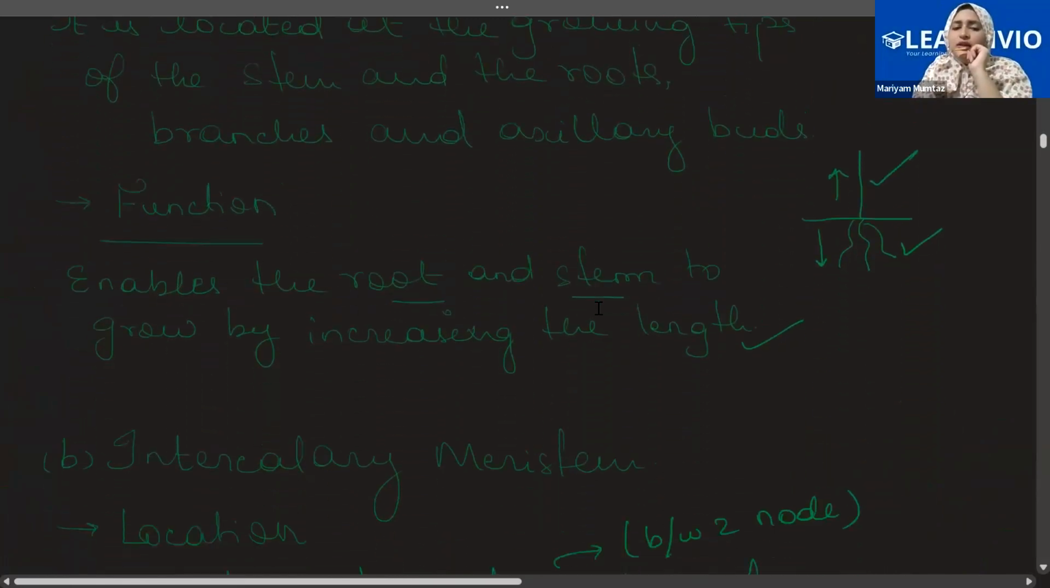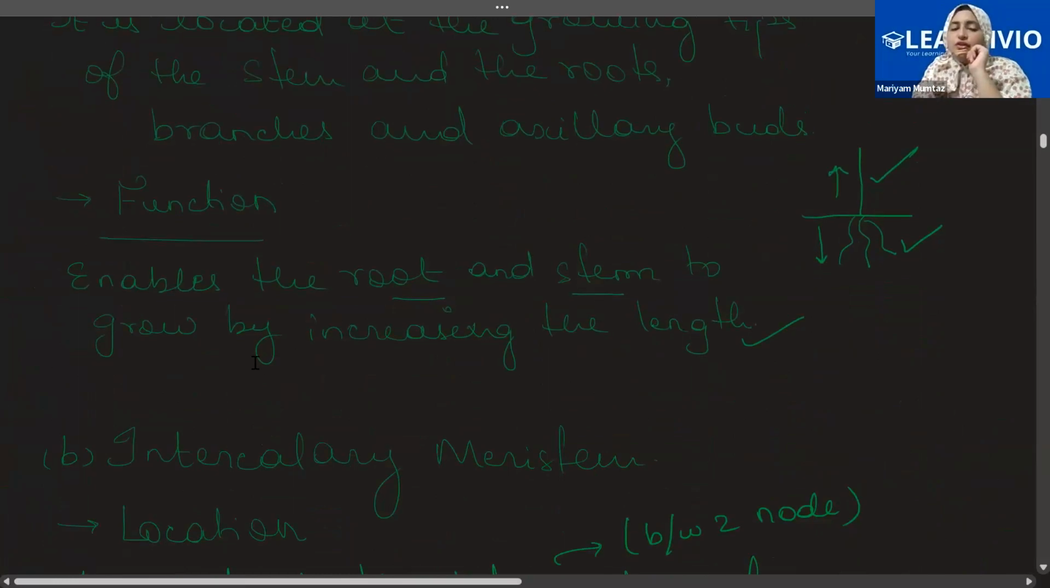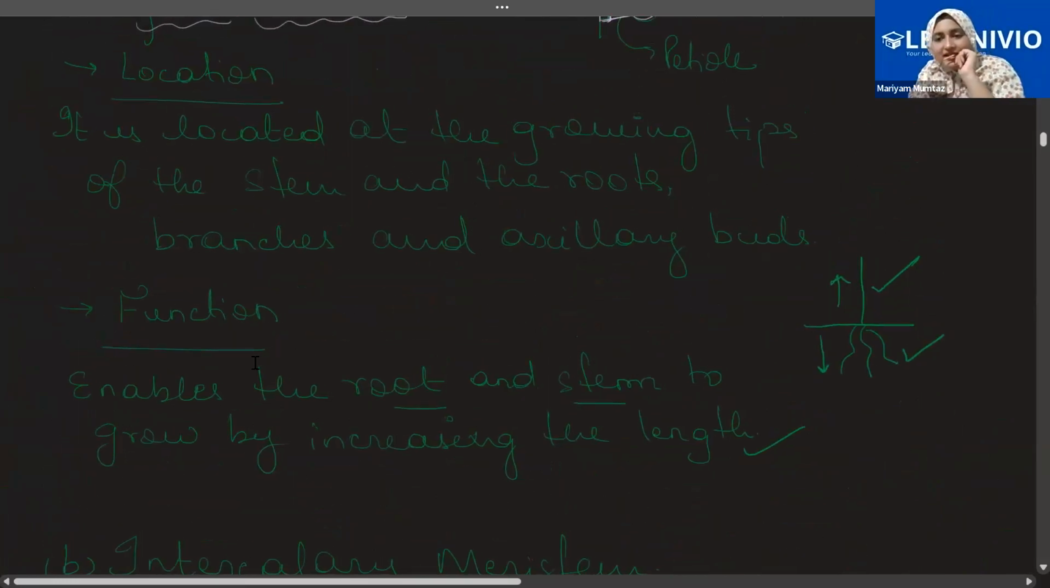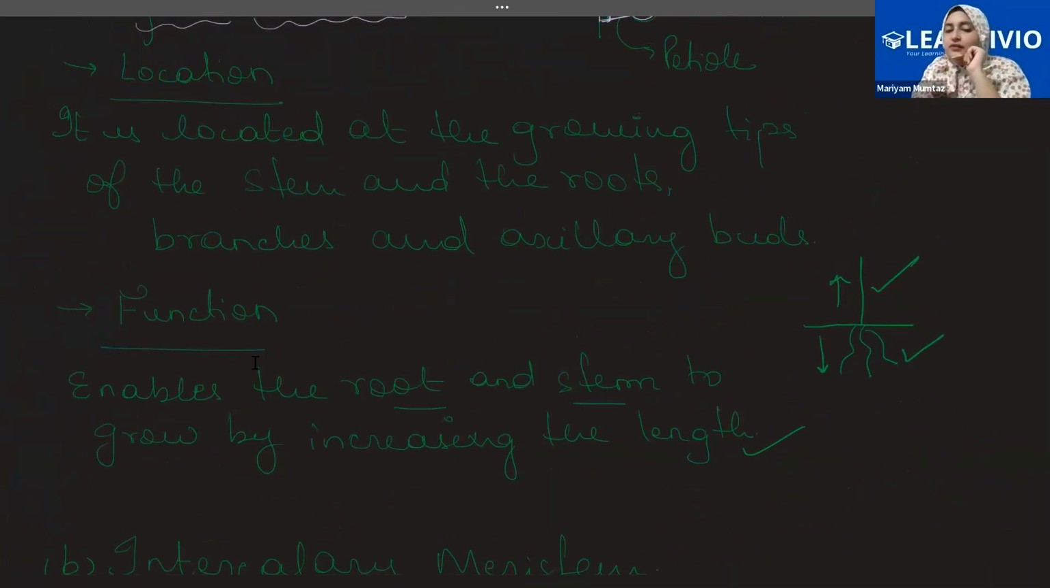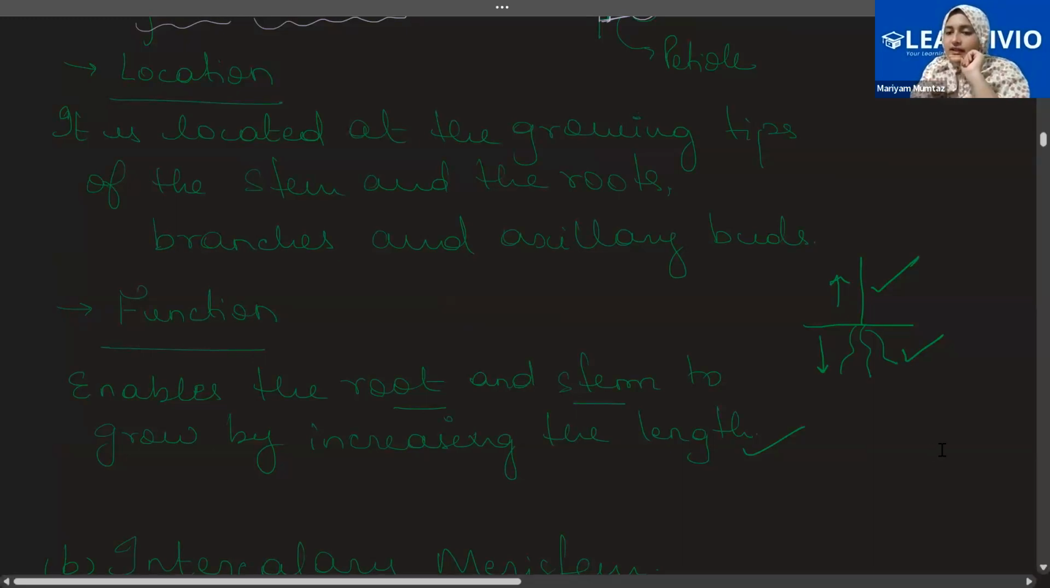Now, in terms of the function, since it is meristematic tissue and it is present at the apex, if it is present at the tip of the stem, then it will cause the stem to increase in length. If it is present at the tip of the root, then it will cause the root to increase in length. All in all, what does it do? It increases the length of the plant. Clear to you all? Yes, ma'am, got it.